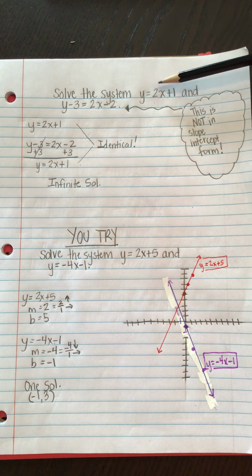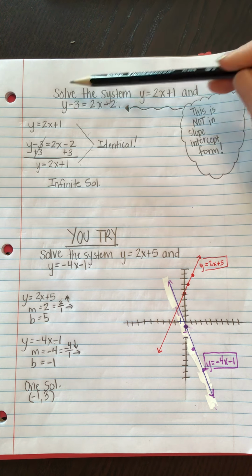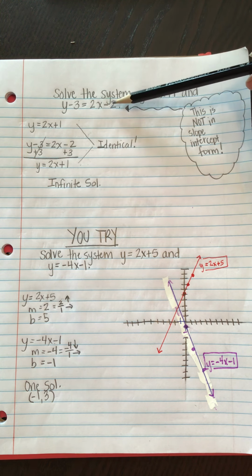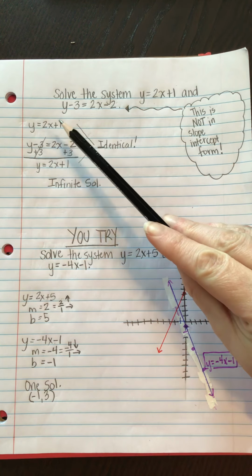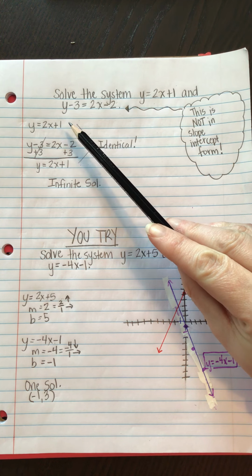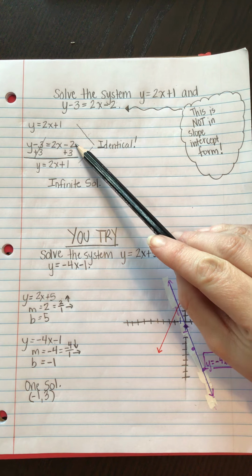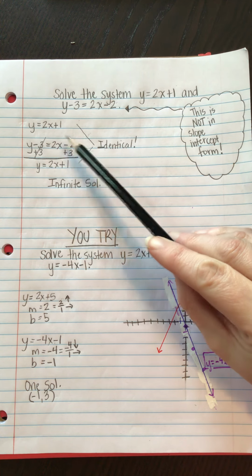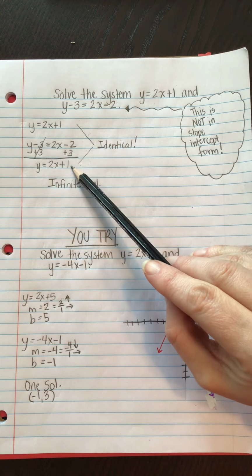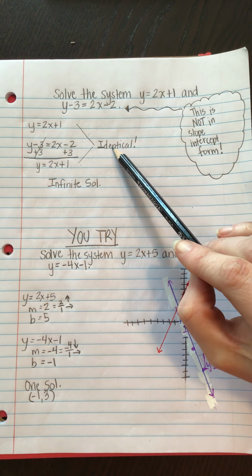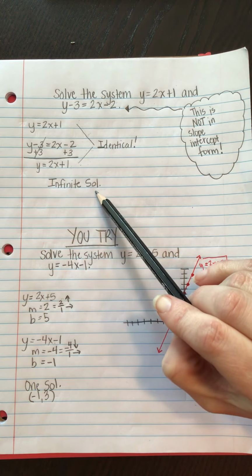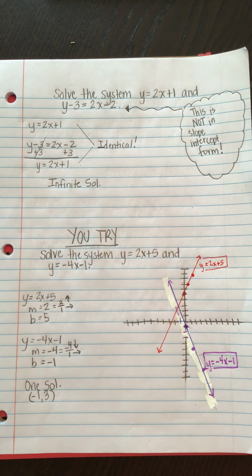Solve the system y equals 2x plus 1 and y minus 3 equals 2x minus 2. The first thing you should notice is that this second equation is not in slope-intercept form. We have our first equation, y equals 2x plus 1, but our second one is not in slope-intercept form. After putting it into slope-intercept form, you will see that the two equations are actually identical. Therefore, they have infinite solutions, and I do not need to graph that line.